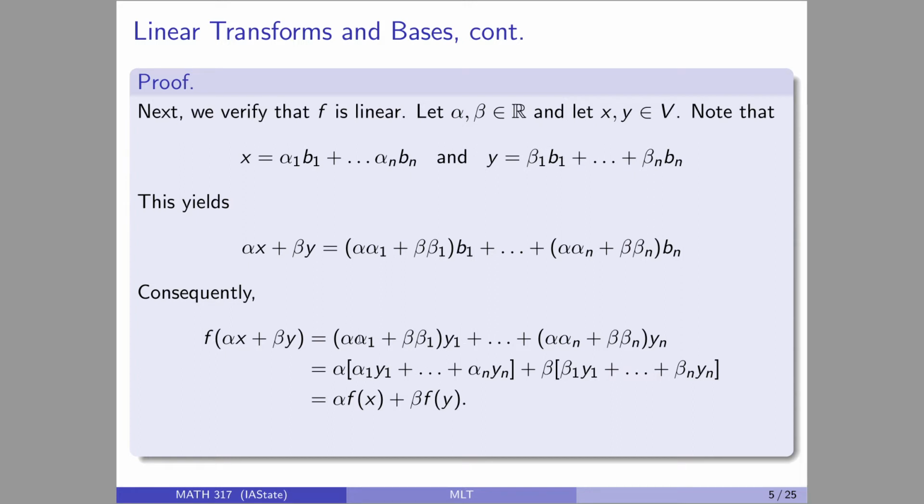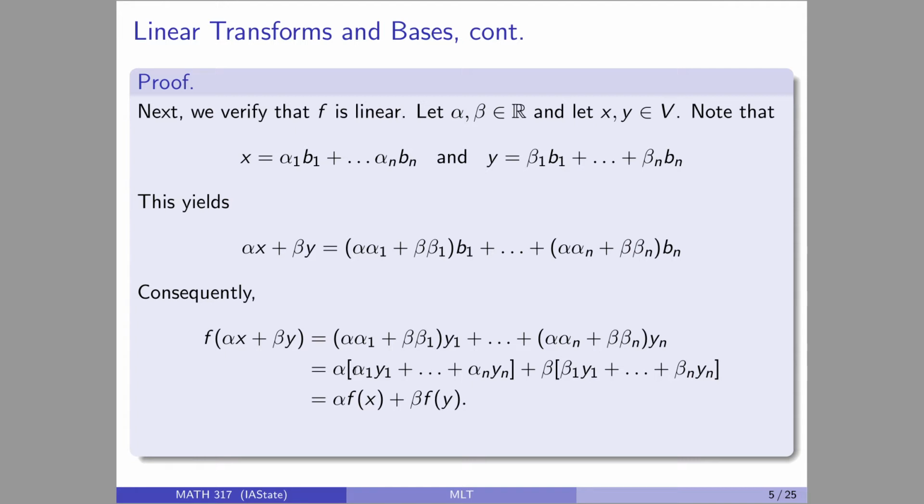So there is an alpha times alpha 1 y1. There is an alpha times alpha 2 y2. So all the way down to alpha n. Same thing for the betas. And so we can just group and pull everything apart the way we want to. Here we're really invoking the commutativity of addition and the fact that the scalings can be moved around how I want them to be moved around.